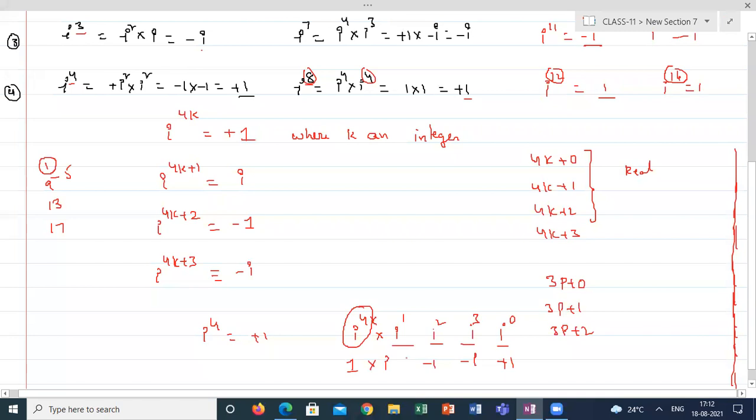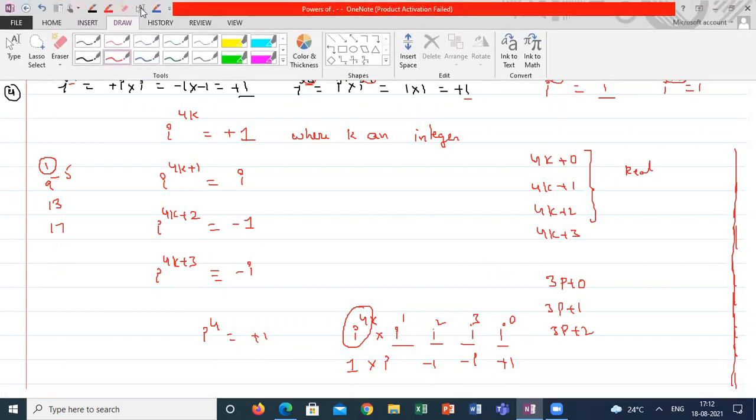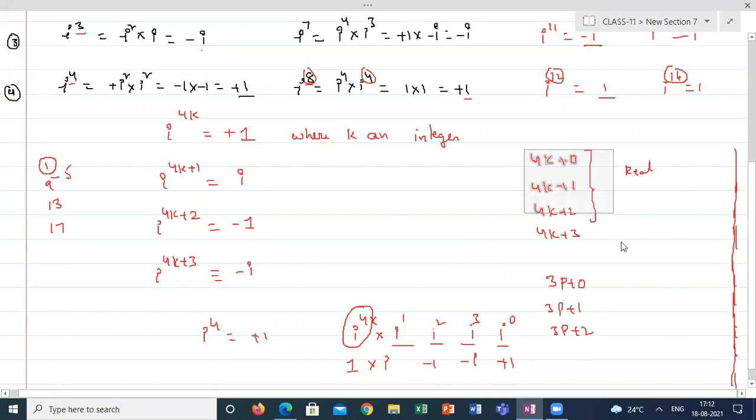Sir, is that the remainder theorem? Yeah, remainder theorem I can't say, but there is a name for that. It's not the remainder theorem. The name of this one is Euclid division lemma. Okay, sir, Euclid division lemma.